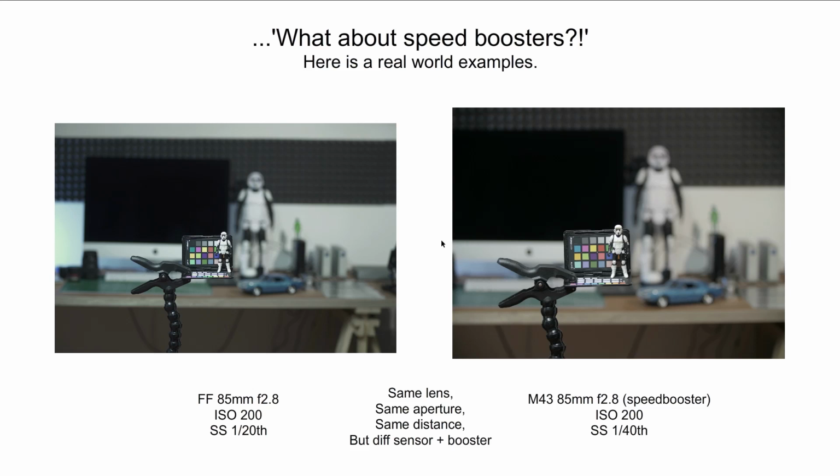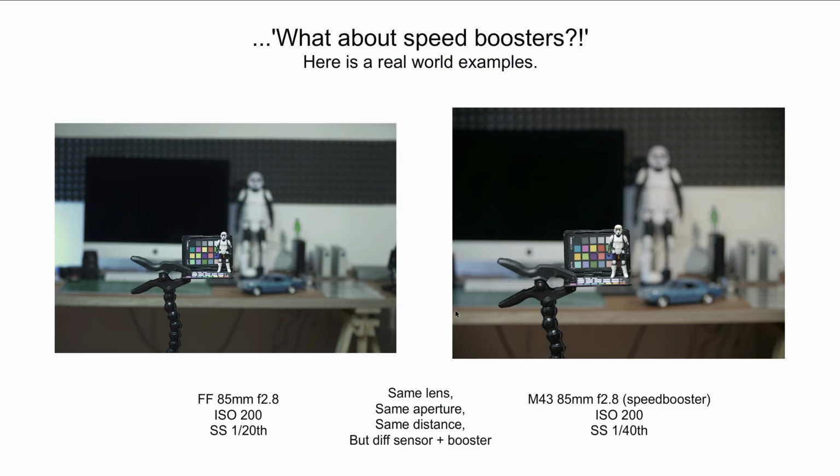So I don't want to get into illustrations for that, I want to get straight through to real world examples. So here we have same lens, same aperture, same ISO on two different cameras: Micro Four Thirds with a speed booster now, and our full frame on the left here. Now, it doesn't match exactly. I mean, it depends on your model. Some speed boosters magnify better than others.